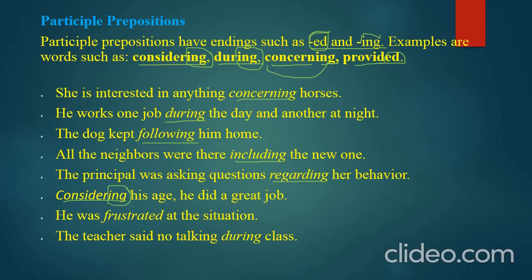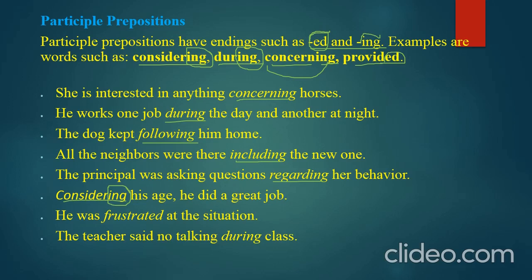So we can use a participle preposition at the beginning of the sentence, but we cannot use any of the participles or any of the prepositions at the end of a sentence. So again I am repeating this, that you must put a noun after the preposition. Means it is needed that a preposition will be followed by a noun.